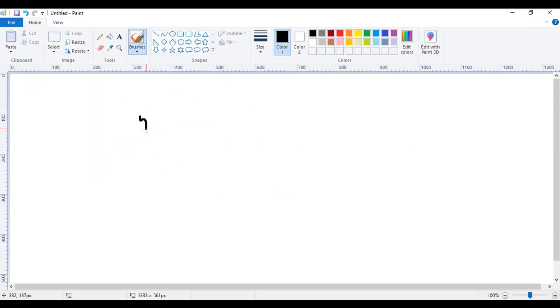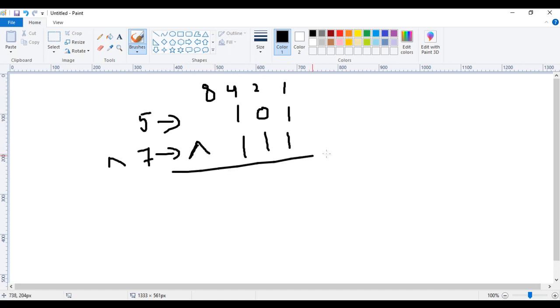I say here 5, 7 exclusive OR. Convert to bits first. Write down 1, 2, 4, 8. 4 plus 1 is 5, so 1, 0, 1. 4 plus 2 is 6, 6 plus 1 is 7, so 1, 1, 1. Let's write exclusive OR. What does exclusive OR say? If both bits are same, then 0. If bits are different, then 1. If bits are same, then 0. We got 1, 0. So what is 1, 0 in decimal, guys?